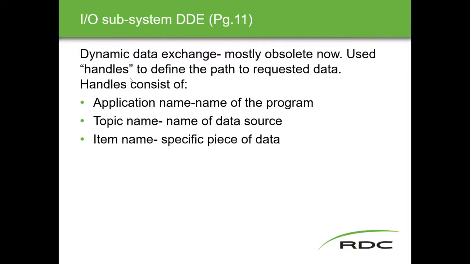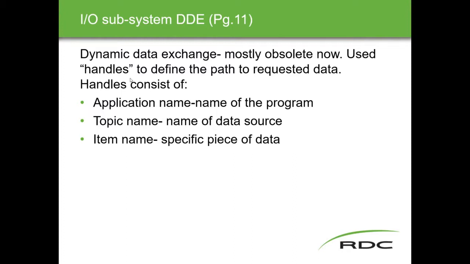Then it could have a topic name, which would be the name of the data source, so our data acquisition server, for example, and then an item name such as LIC 100.PV or .SP or something like that. So it's a collection, an address really, that's saying, I'm here, I need this type of information. Here's how I want you to go look for it. I want you to look in this software for this topic name and then this item name. And that's the way it was before.